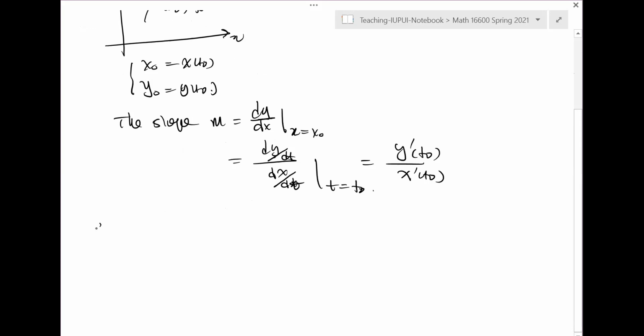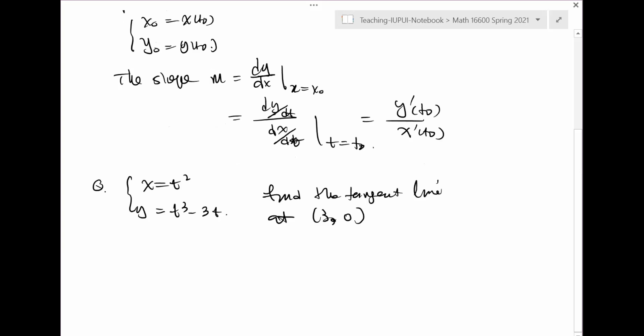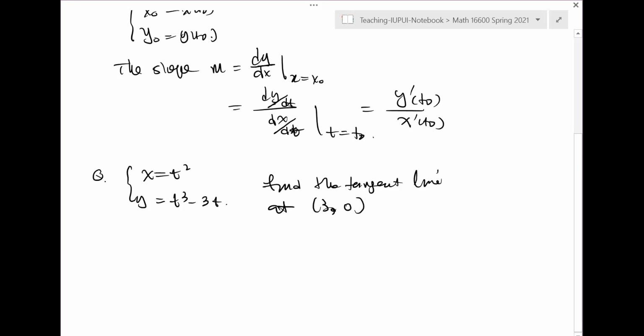So here's the example. The curve is described by these two parametric equations. Find the tangent line at the point (3, 0). Because this is a point in the xy plane, you have to figure out the point, right? Where it is. Okay.